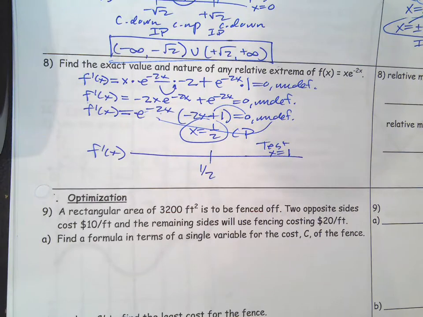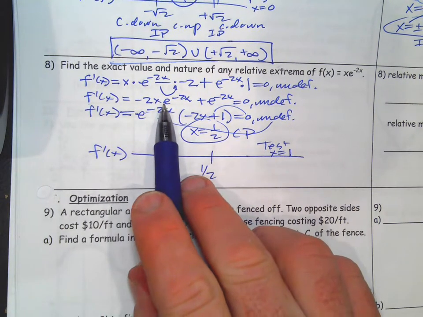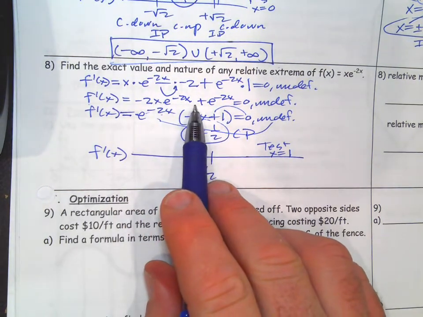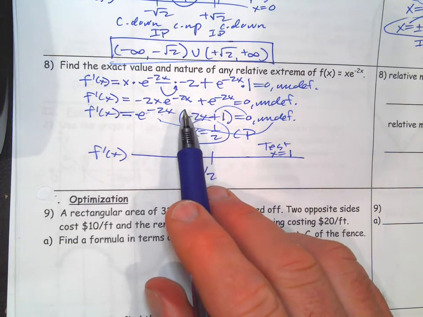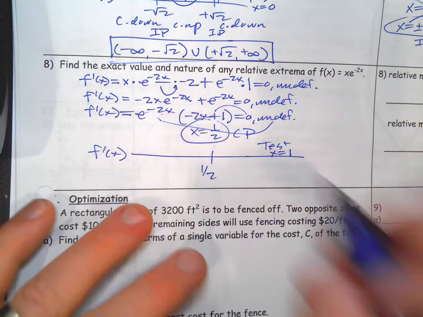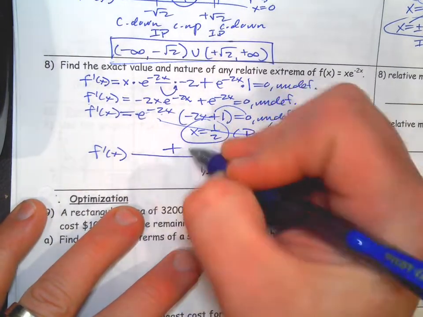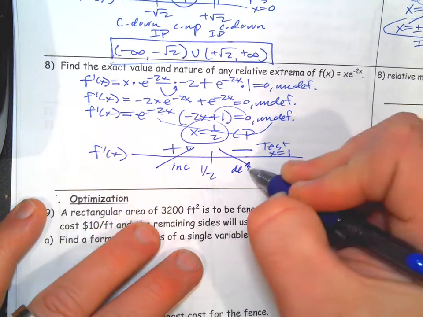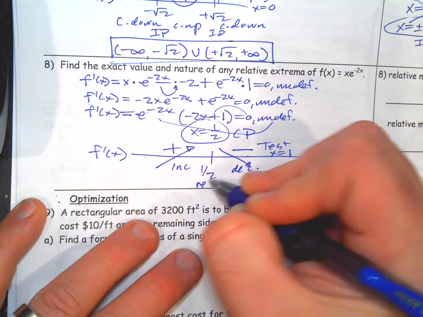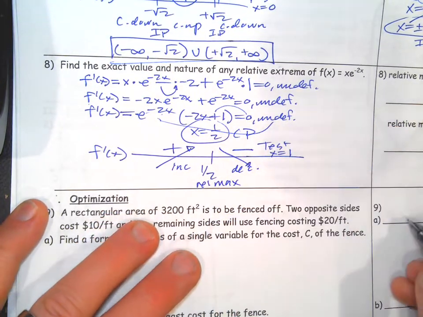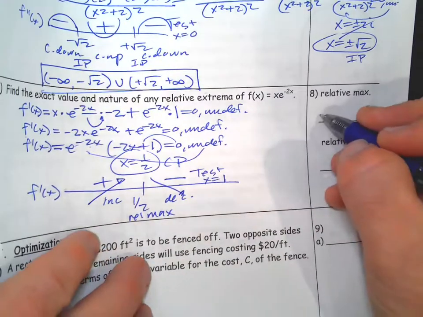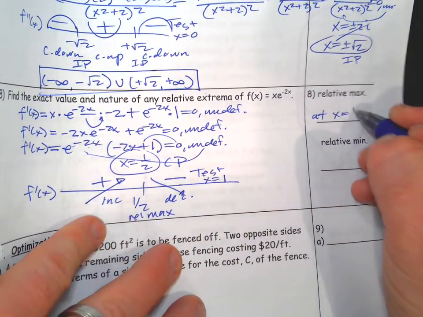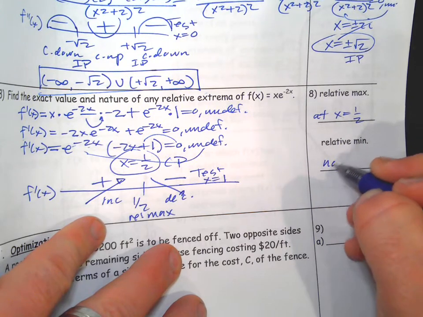Test x equals 1. Or should we do 0? I don't know. If you plug 1 in here, I think it's going to be negative. Negative, positive, increasing, decreasing, relative max. So we have a relative max at x equals 1/2 and a relative min nowhere.